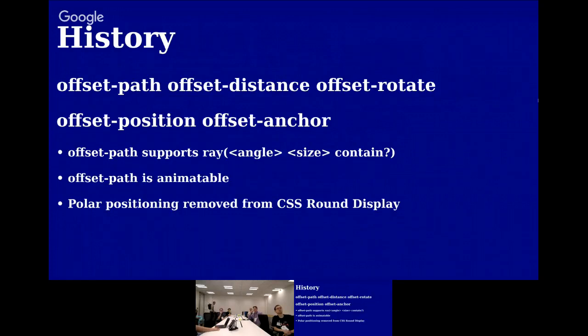So then, around last year, those polar positioning features moved into the offset path spec, and all the properties changed their names. We also got 2 extra properties: offset position and offset anchor. With offset path now, you can specify a ray path, so you can specify a direction, and then a ray going in a particular direction from the offset position, and if you animated the ray's angle, then you could get circular motion. And so the CSS round display spec got a lot shorter because you didn't have to deal with polar positioning anymore.